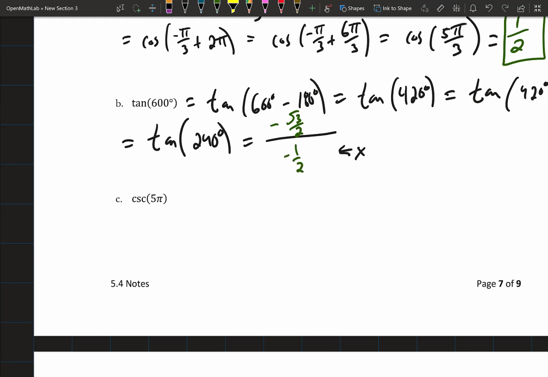And we could make this a little simpler. I can multiply top and bottom by -2/2. So what this will give me would be a radical 3/1, which is just radical 3.